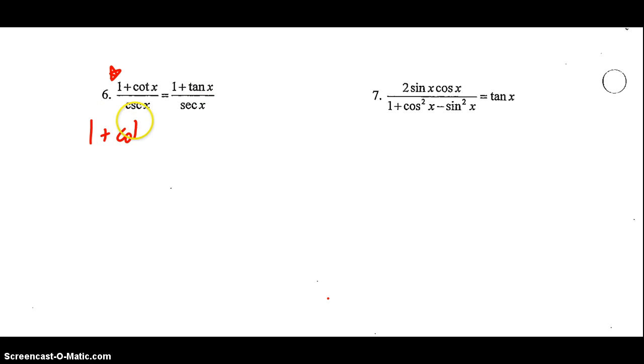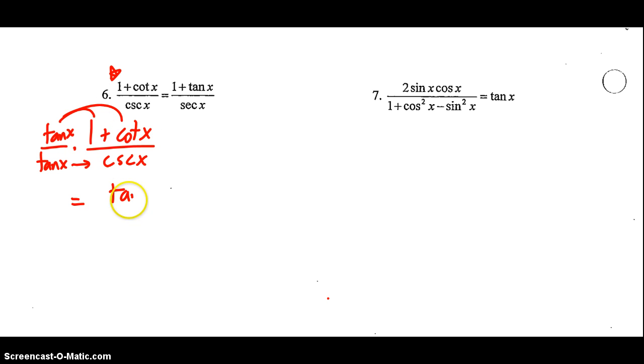So here's what I'm going to do. I'm going to take my 1 plus cotangent x. I'm going to multiply the top and the bottom by tangent x. You might be thinking, why would you do that, Mr. Cruz? Well, if I do that and I distribute, tangent x times 1 is tangent x. And you'll remember tangent times cotangent equals 1 as well, right? Tangent x plus 1. Hey, look, that's what we want on the top.